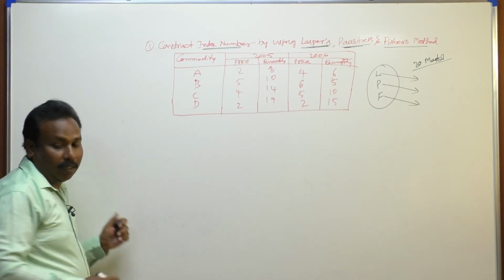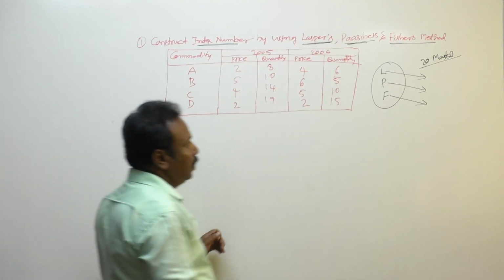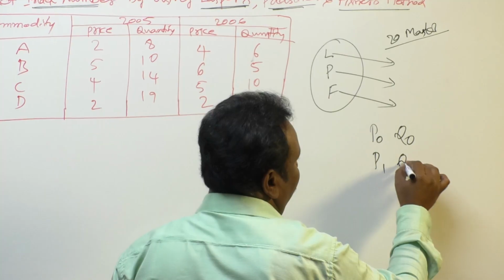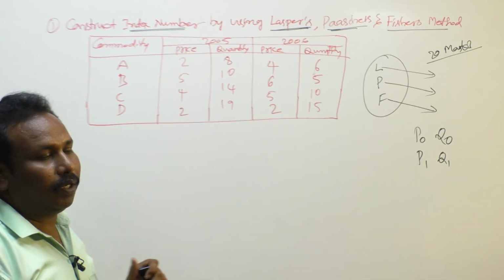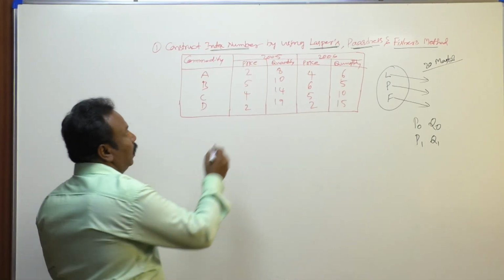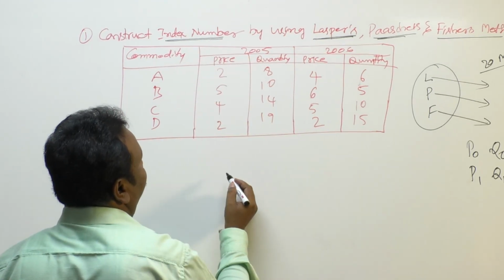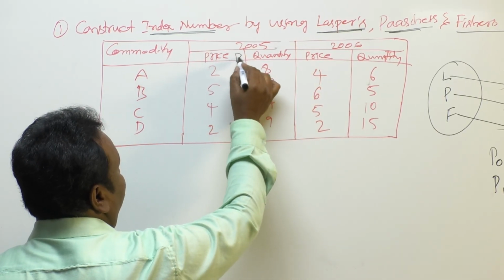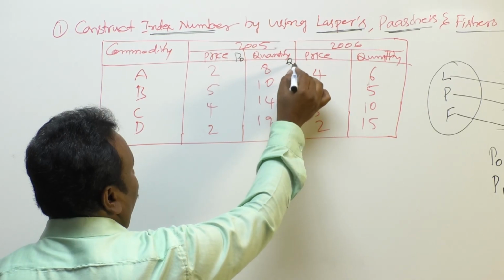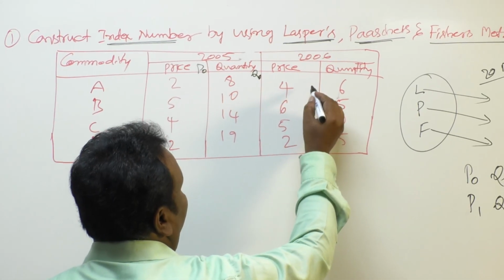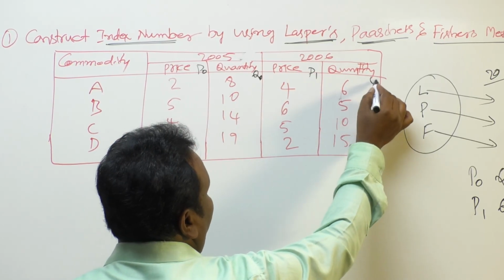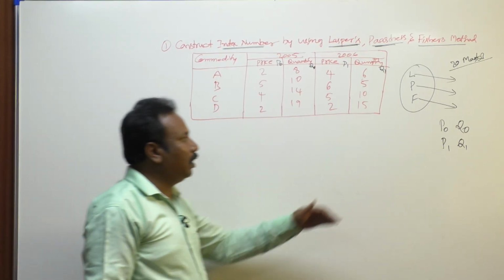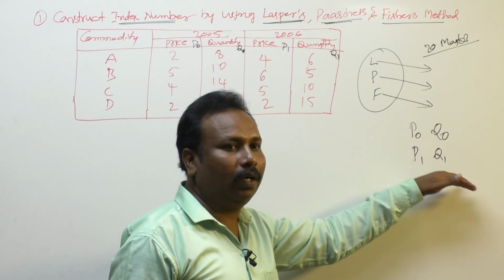First you have to identify P0, Q0, P1 and Q1, and calculate those values. Here 2005 is the base year, called 0, so the price is P0 and the quantity is Q0. 2006 is the current year, called 1, so the price is P1 and the quantity is Q1. According to that, I have to develop the table and evaluate the values of P0, Q0, P1 and Q1.